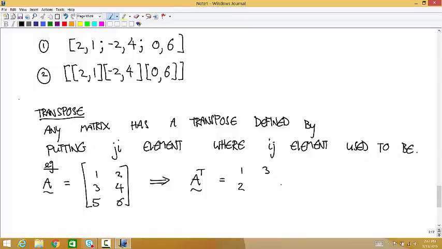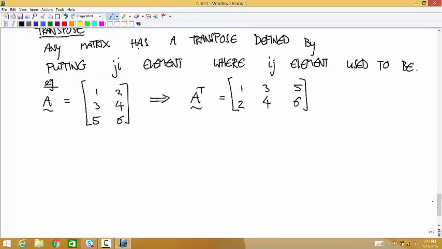Okay, so that's enough of that. That's the transpose. In every matrix, you can do the transpose that way. And the transpose is a really useful thing.